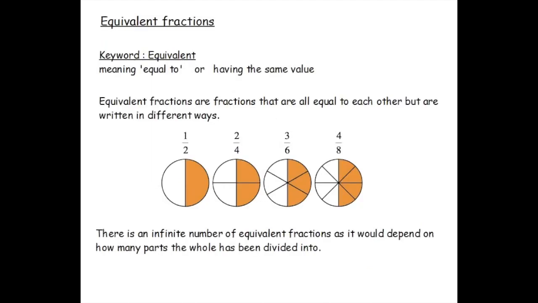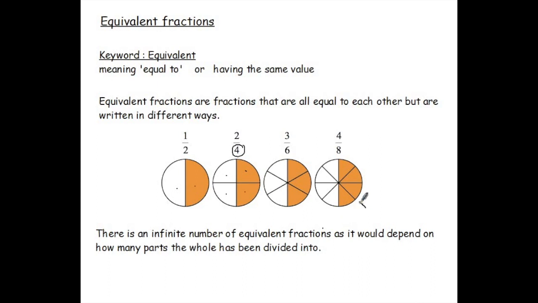Next part of the lesson now is going to be equivalent fractions. Another key word here: equivalent just means equal to, or that it has the same value. Equivalent fractions are fractions that are all equal to each other, but they can be written in lots of different ways. For example, these pictures below are all different types of halves. The first one is only split into 2 parts, but only one of them is shaded, so it's a half. The second one is split into 4 parts, that's why it's a quarter, but 2 are shaded. It's just another way of writing a half. And the same for the others.